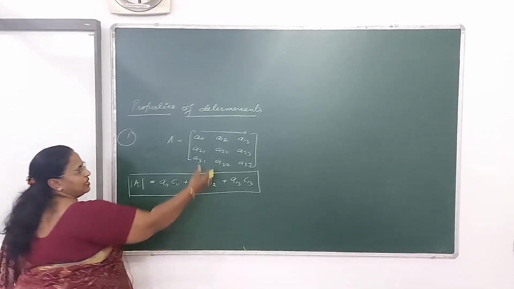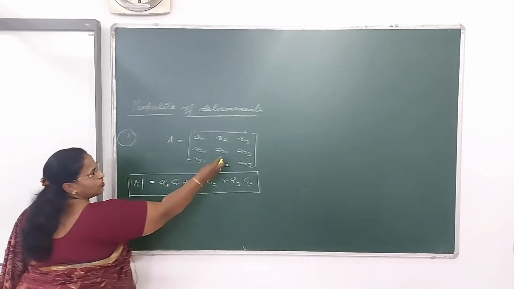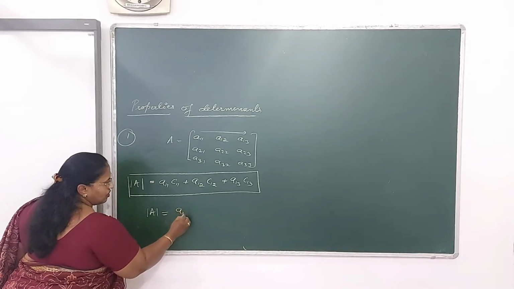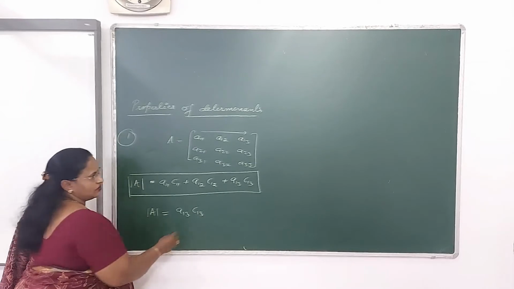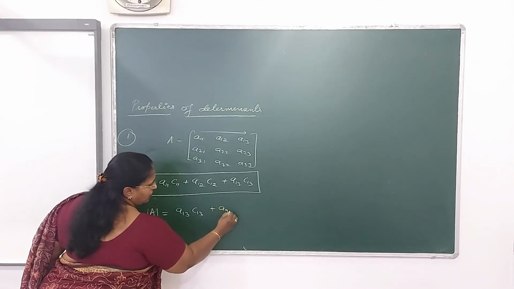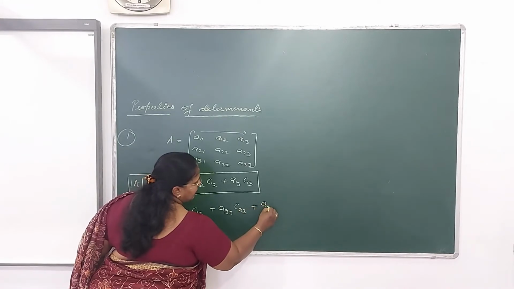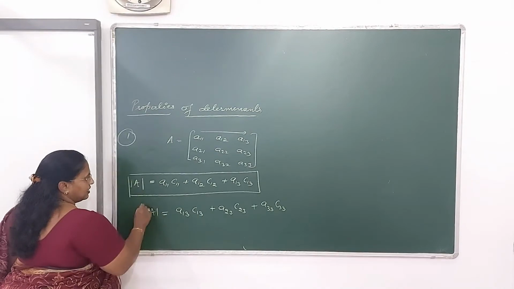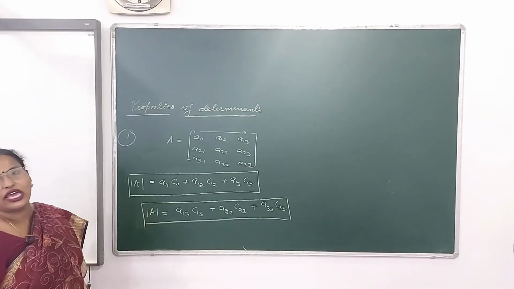Like if suppose I am taking the third column, then what is determinant of A? Third column means A13, A23, A33. So see the third column. When A13 is multiplied with C13, A23 multiplied to C23, and A33 multiplied with C33, and if it is added, then this will be equal to determinant of A.